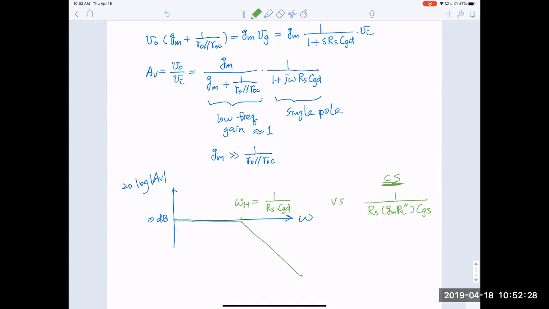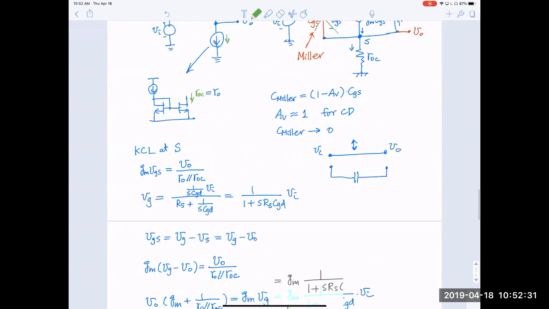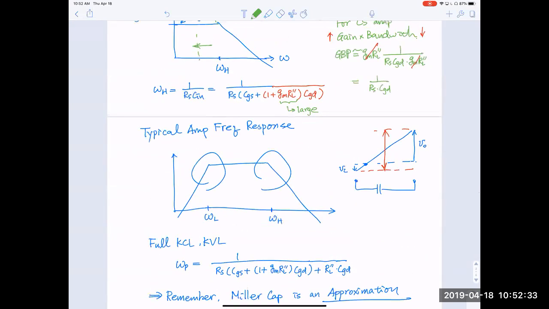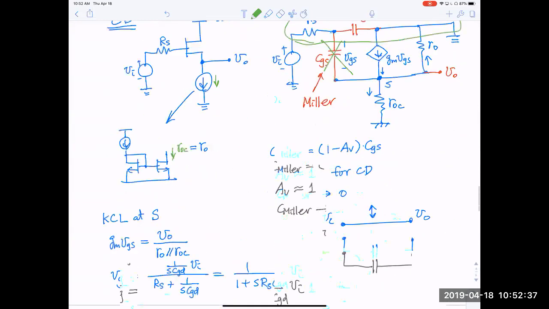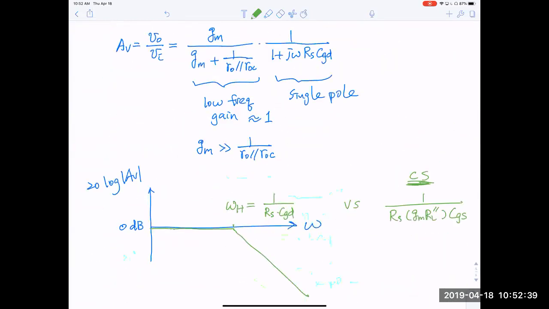Yes. If we go back here, oh, CGD, sorry. CGD, CS plus this. Yes, there's an additional term CS. We are assuming this term is larger than CGS, yes.